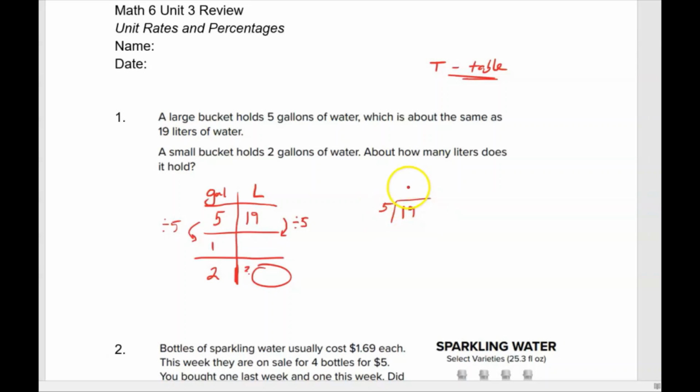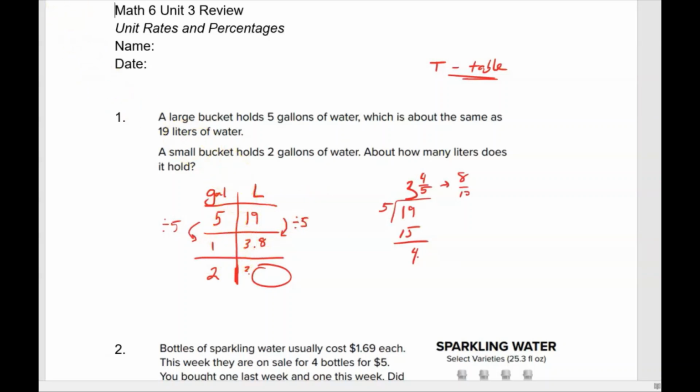5 goes into 19 not quite 4 times, because 4 times 5 would be 20, so it only goes in 3 whole times. And 5 times 3 would be 15. How many do we have left over? We have 4/5 left over, so 3 and 4/5. If I wanted to make 4/5 into tenths, times 2 would be 8/10, which is the same thing as 0.8. So I could say 3.8 liters in 1 gallon.